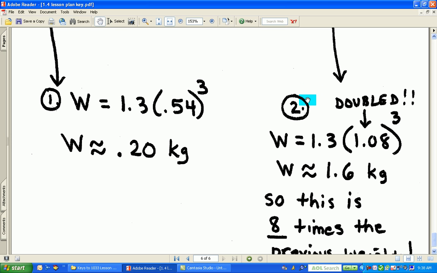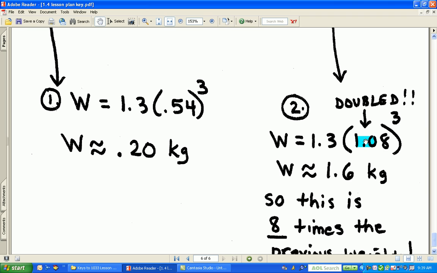Now in part 2 of the problem, sometimes this really freaks students out. It says, what happens to the weight when the length of the wingspan doubles? Well, a really easy way to see that, first of all, is let's start off with what happened. Notice I've got my cursor on the word doubled. We're no longer plugging in 0.54 for L, we're plugging in 1.08. And that's by taking 0.54 and doubling it. In other words, multiplying it by 2. So, my formula now has a different input.